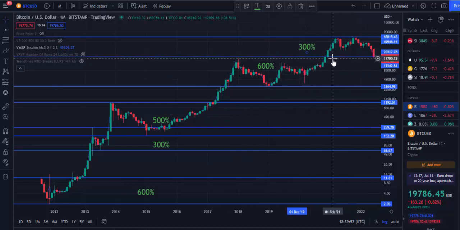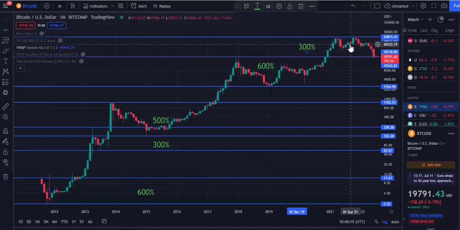And let's look at what we have done so far from the previous all-time high. Okay, let me count again. So we are looking at 17 months now. Okay, 16 months from this previous all-time high.